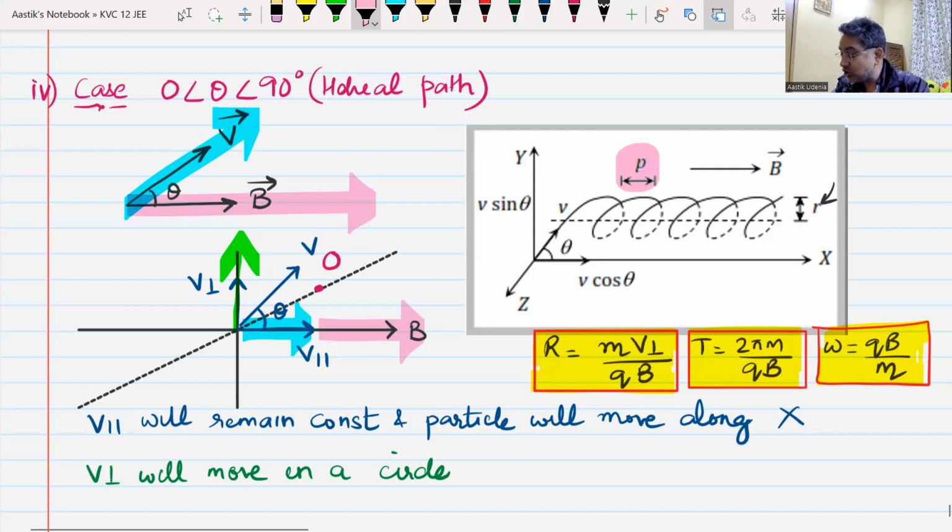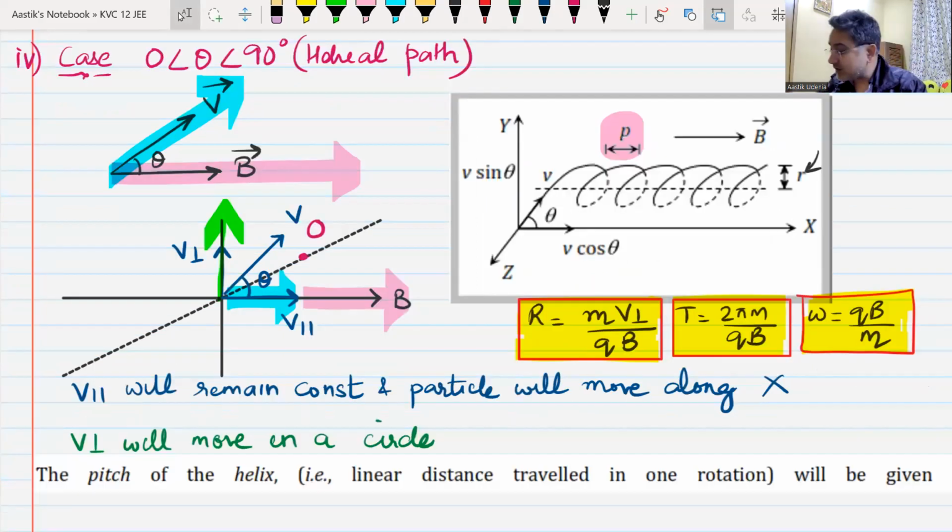Not the cricket pitch, not the pitch of Shark Tank. It is the pitch of the helix. Do we understand this pitch of the helix? Yes, sir. Pitch of the helix, denoted by the legendary letter P, pitch of the helix.